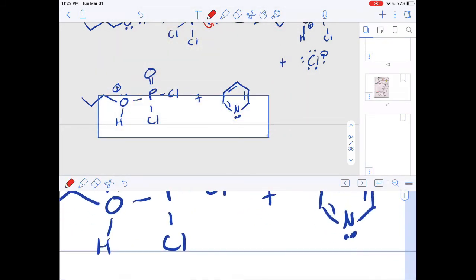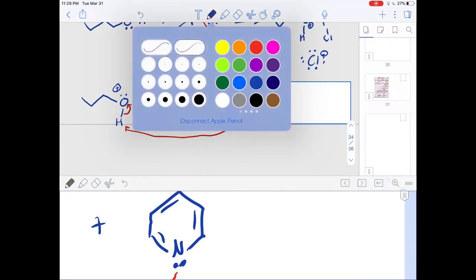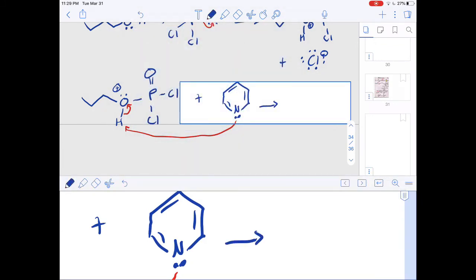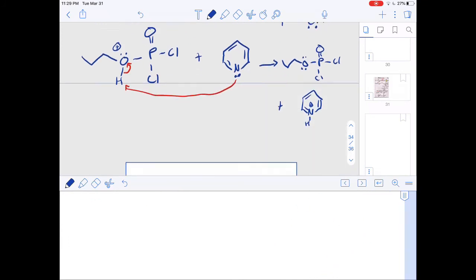So the lone pair from your N is actually going to deprotonate your molecule. And those electrons are going to return back to the O. Okie dokie. All right, let me hopefully draw this a little smaller. O, P, Cl, Cl, ketone, and then you're going to have the protonated pyridine with a positive charge now on it.